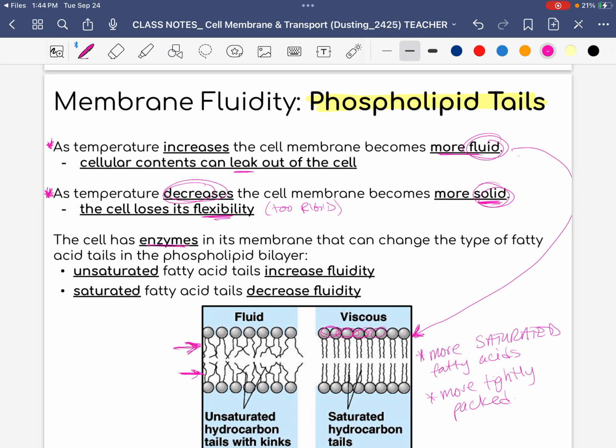But if the temperature decreases and it gets too cold, the environment of the cell membrane is too cold, then the cell can make more unsaturated fatty acids. And what this does in turn is increase the fluidity, right? Because now there's more space. So these phospholipids are able to spread out a little bit more.